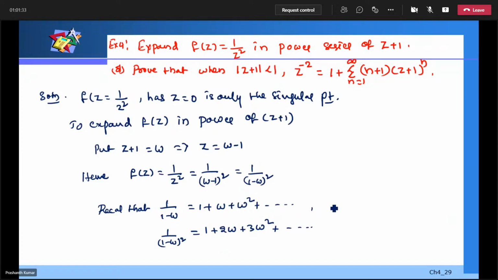So definitely here modulus of w is less than 1. Modulus of w less than 1 means what? Minus 1 less than w less than 1. W lies between minus 1 and 1. Okay, but it is not 1. If it is 1, this should be 0, which means the function is not defined at that point.